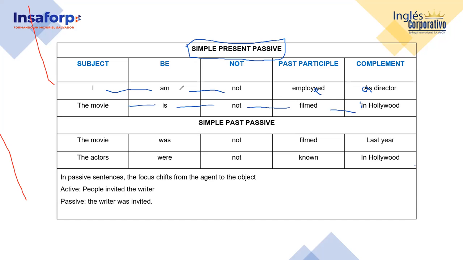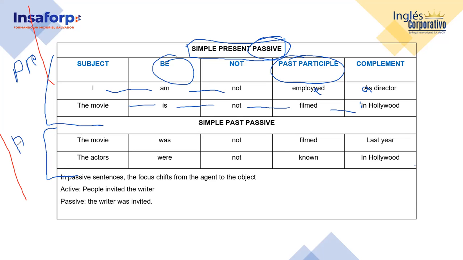Check. ¿A dónde me voy dando cuenta que esto está escrito en passive? Verb to be. Verb to be en past participle. Now, the only difference entre este bloque y este bloque es that this is in present and this is in past.